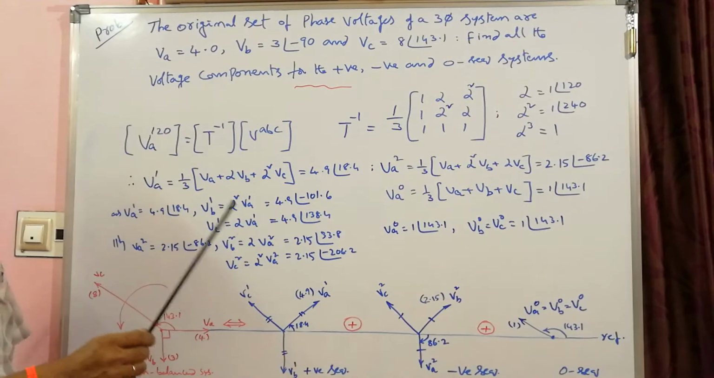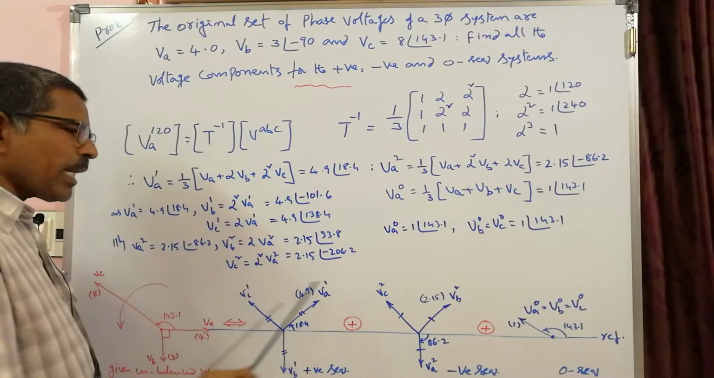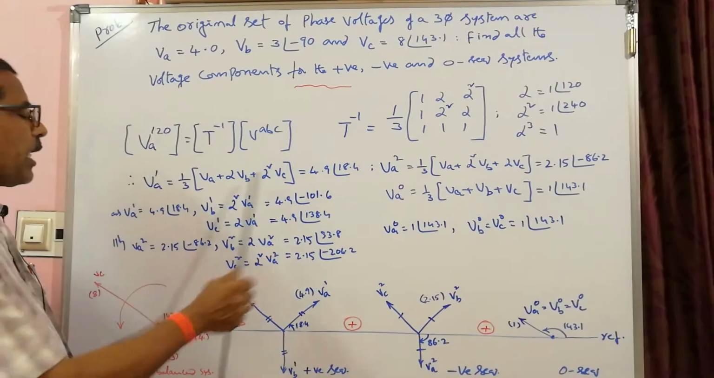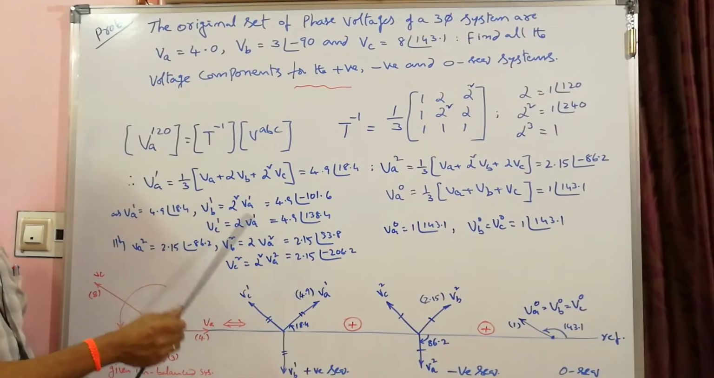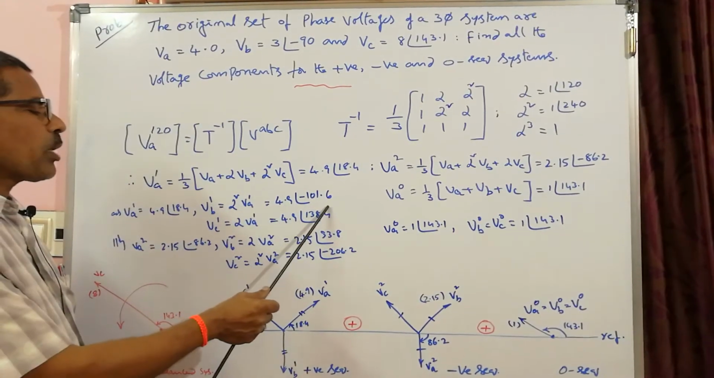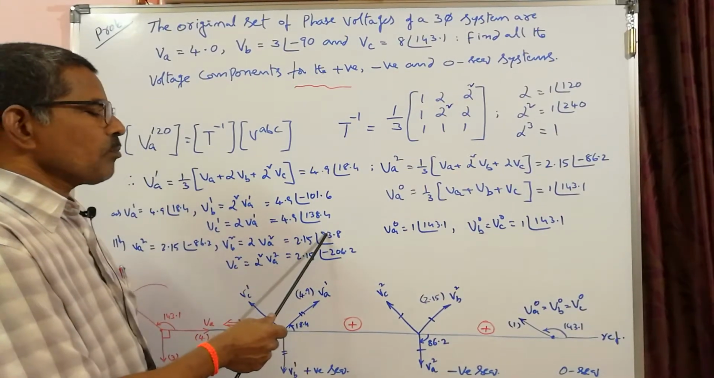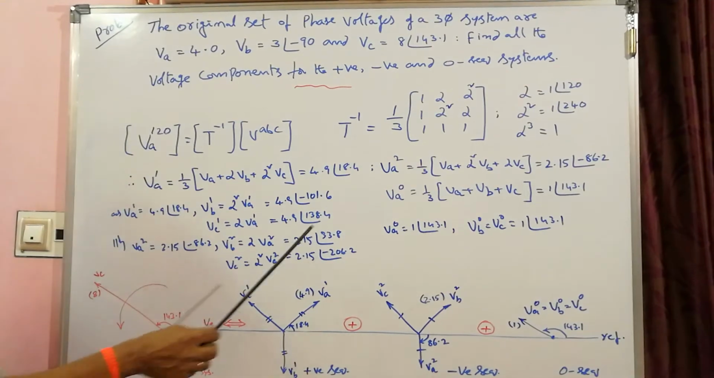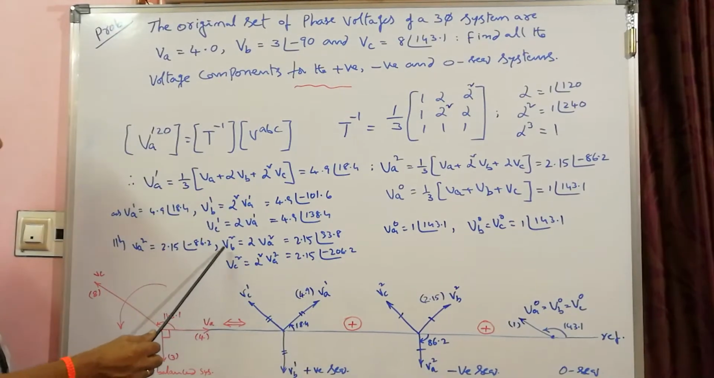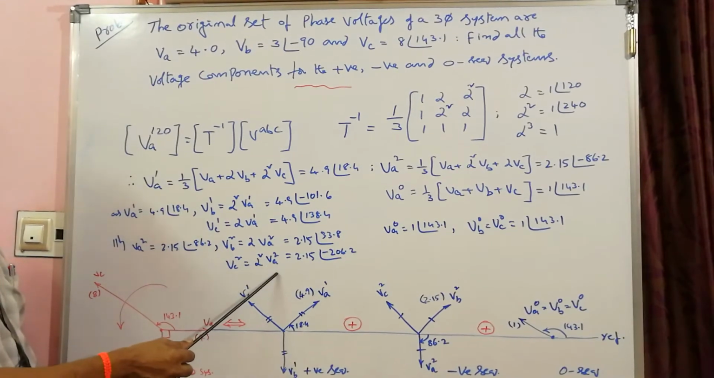Normally this is sufficient if you are asked to calculate symmetrical components. But if you are particular about getting all 9 values, then we can do that. VA1 is 4.9 angle 18.4. What is VB1? VB1 is alpha square VA1, is it not? So, multiply VA1 with alpha square. What is VC1? VC1 is alpha times VA1. Similarly, VA2 is 2.15 angle minus 86.2, which is worked out. VB2 is alpha times VA2, VC2 is alpha square times VA2.